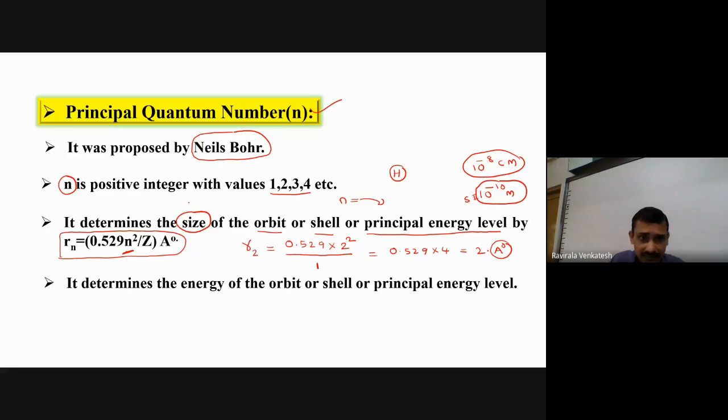Now it determines the energy of the orbit or shell also. Not only size we are determining, we are also determining energy. For that also we have a formula here. This is the formula for calculating the energy of an electron. I want to calculate the energy of the electron present in the third orbit.